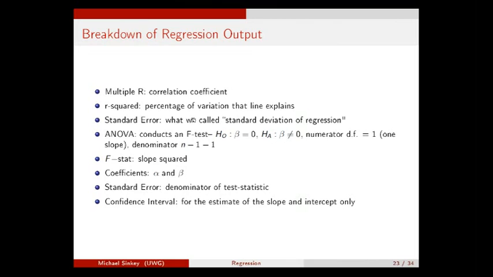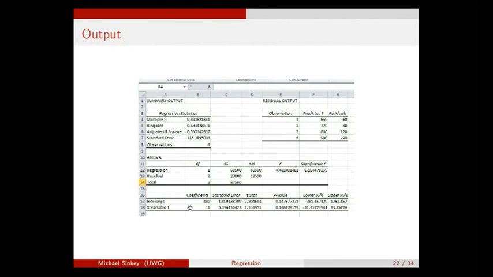We're not going to worry about ANOVA in this context, although it is kind of neat. What I do want to think about is that the coefficients here represent the slope and the intercept, and this tests the hypothesis that the slope is 0.